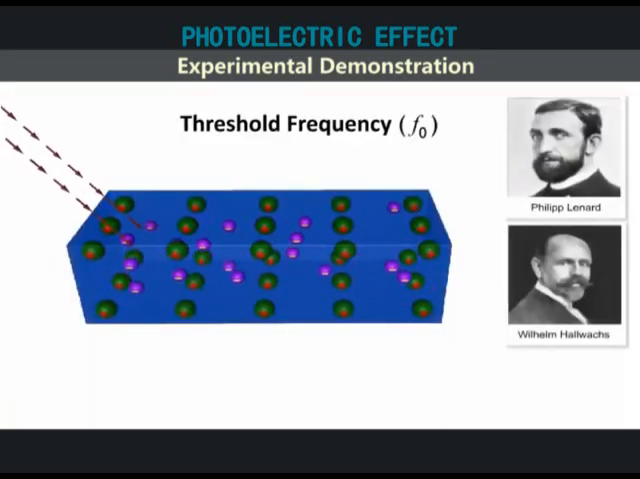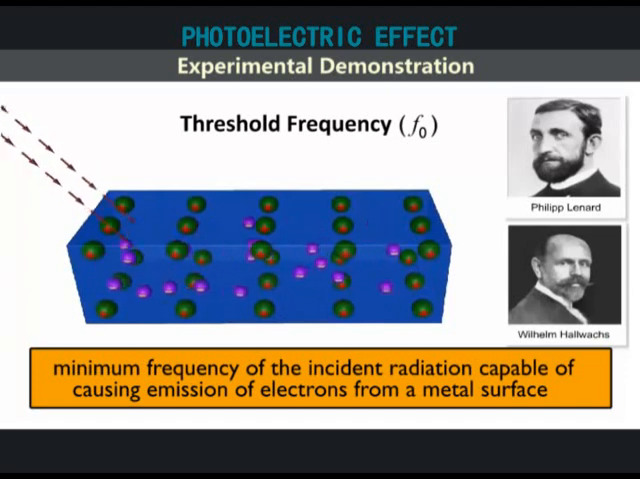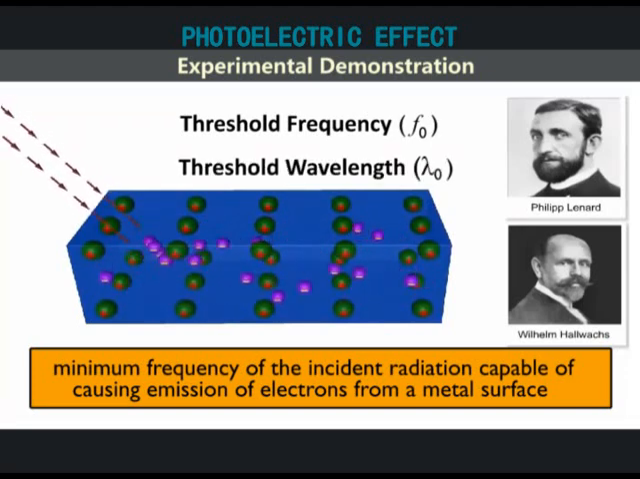During the experiments, Leonard and Hallwachs also observed that no electrons were emitted by the surface when the frequency of the light was less than a certain minimum value. This minimum frequency of incident light below which no photoelectrons are liberated from the metal surface is known as the threshold frequency, f0. The wavelength corresponding to the threshold frequency is called the threshold wavelength, lambda naught. This frequency depends on the type of metal surface.